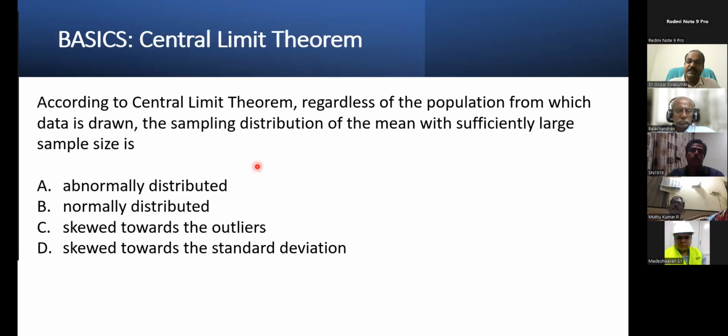Now according to central limit theorem, is central limit theorem taught to all of you? No, sir. We have not yet started. It's an easy way to escape.